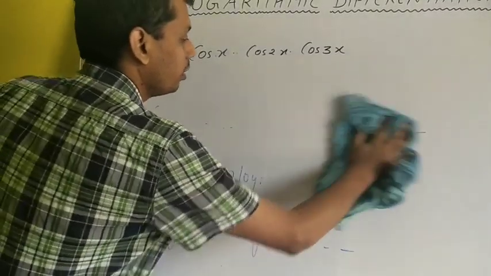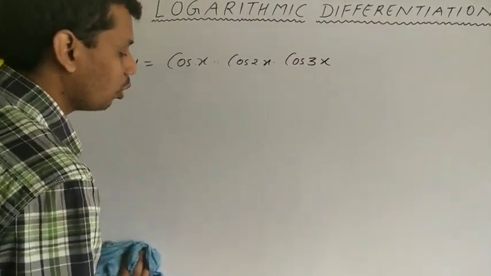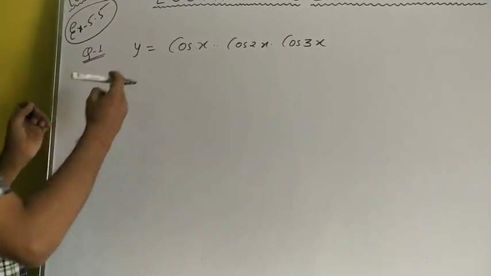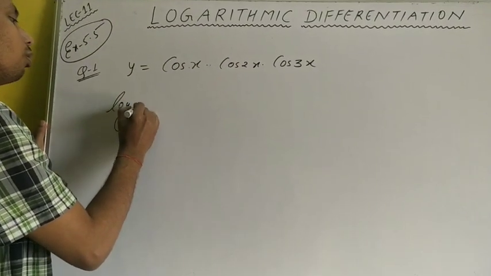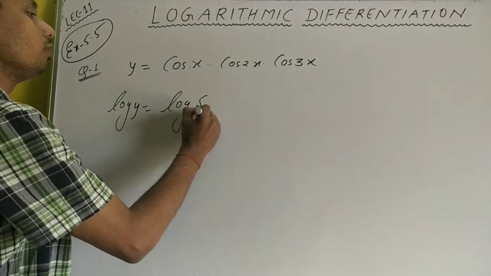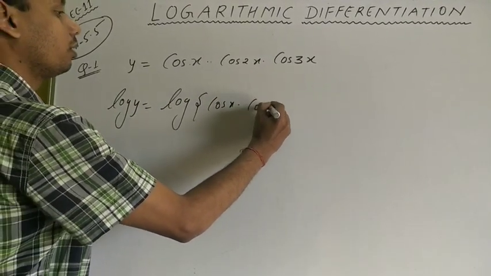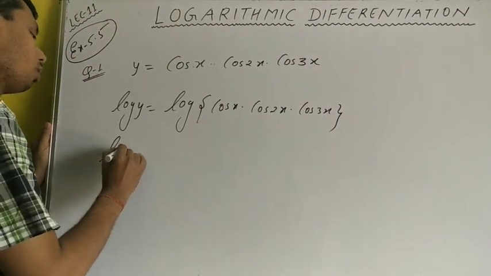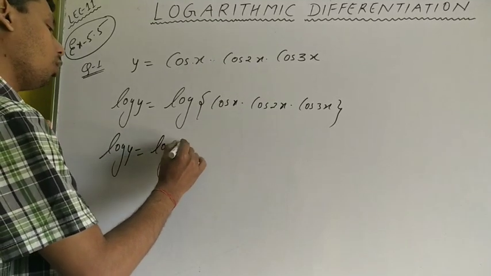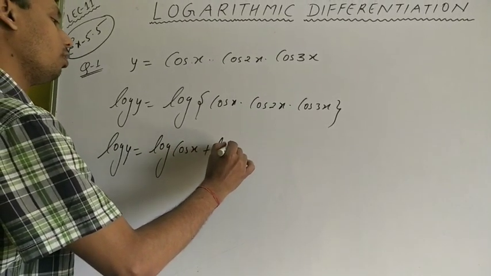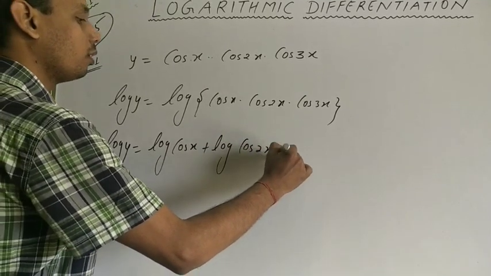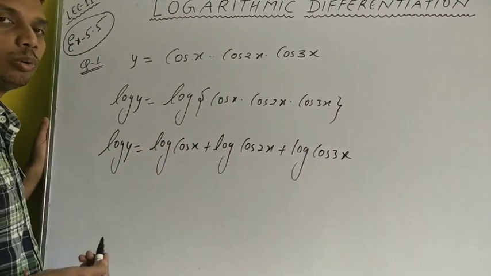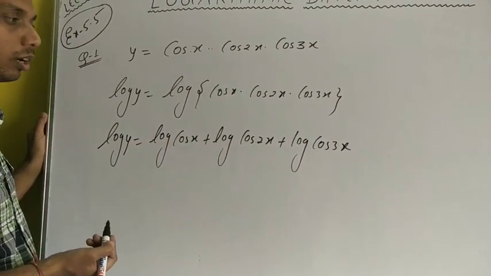Now the question is to determine the value of dy by dx. If we take log on both sides, we get log y is equal to log of cos x, cos 2x, cos 3x. So log y is equal to log cos x plus log cos 2x plus log cos 3x, since log of m into n is log m plus log n.